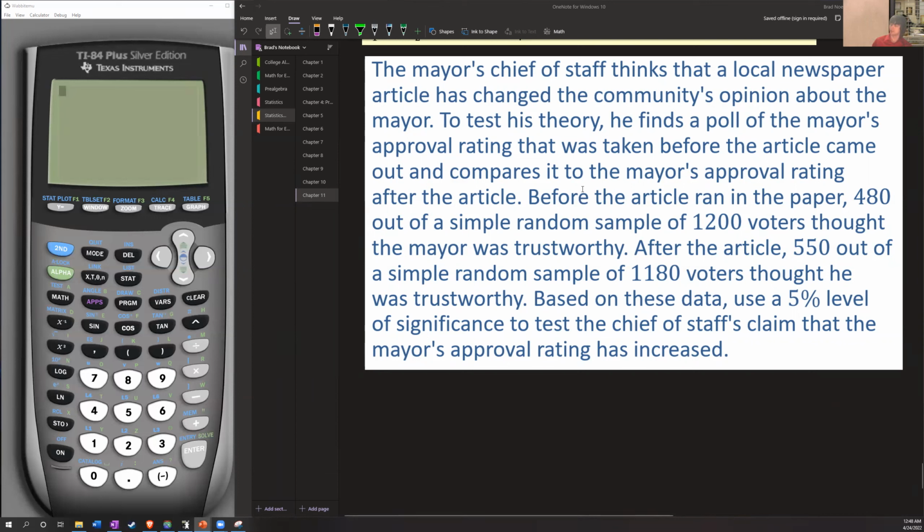So note, we have our proportion for the first, proportion for the second. We're saying it increased, which means that our first proportion would be less than our second proportion. That is to say, my null hypothesis is that there's no difference, of course. And my alternate hypothesis is that p1 is less than p2. Again, note, although it says it increased from p1, that indicates that it's less than here, okay?